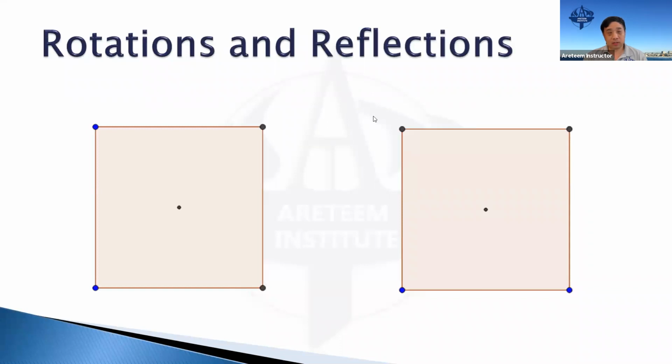Those are simple things. So let's consider something else. There's another type of symmetry called rotational symmetry. Basically you do a rotation around the center.